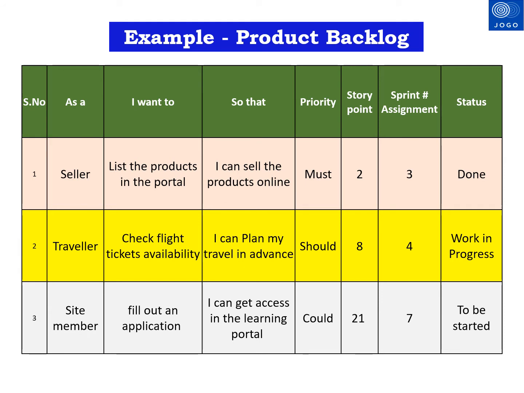Each user story will have a business priority. You can see must, should, could priority mentioned for each user story. This is from the MoSCoW prioritization technique. If you want to learn about user story prioritization techniques, please check this channel, as I already posted a video on user story prioritization techniques. In the product backlog, each user story will have an estimation in story points. You can see the story point estimation for these three stories, that is 2, 8 and 21 respectively.